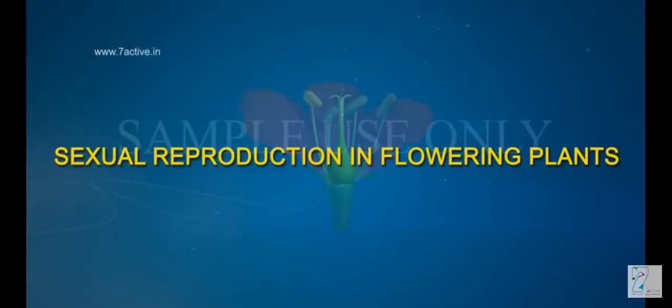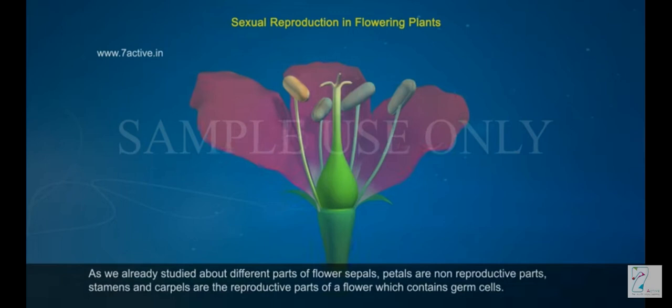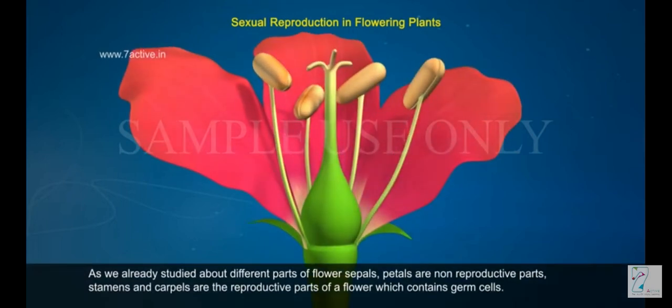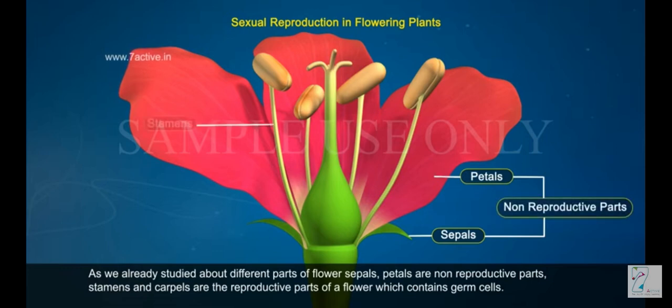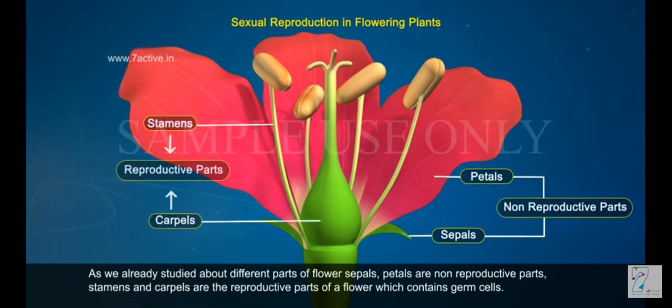Sexual reproduction in flowering plants. As we already studied about different parts of flower, sepals and petals are non-reproductive parts, while stamens and carpels are the reproductive parts of a flower which contain germ cells.